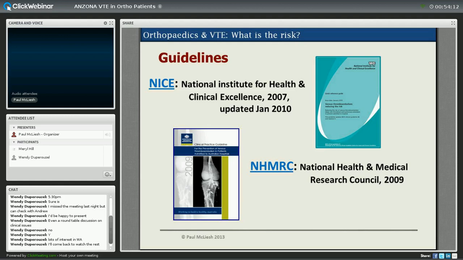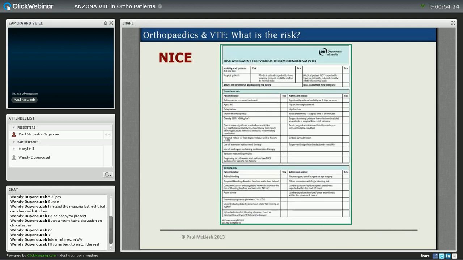Now, neither of these guidelines are specific for orthopaedics, but they do have sections in there that are related specifically for orthopaedics. So you can download those and then have a look at what they say. And they're freely available on the internet. So the NICE guidelines, they do recommend an individual risk assessment for every patient that gets admitted.